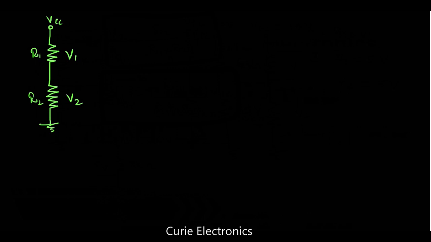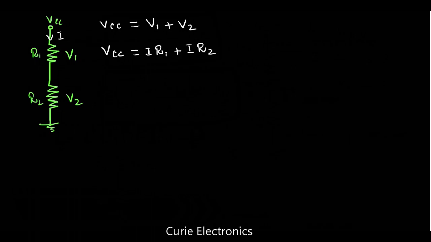Now as per KVL, what is VCC? VCC equals the sum of the voltage drops, that is V1 plus V2. Now, this is a series circuit, so we can write V1 equals I R1, because the same current I is flowing through both the resistors, and V2 equals I R2.